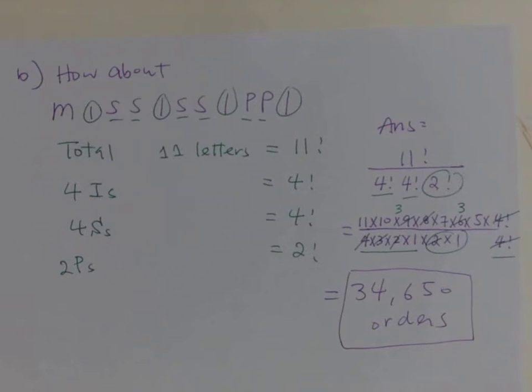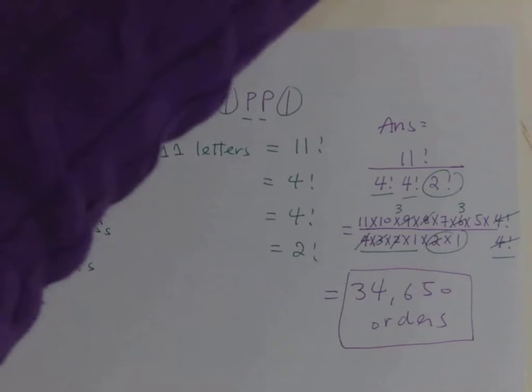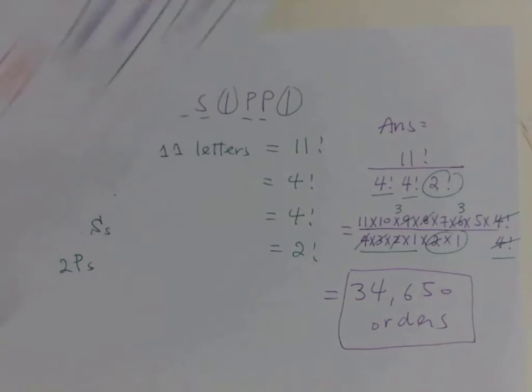So if you have something like this, you need the total number of letters on top, divided by the factorial of the repeating letters. Alright? You may have a test question like this. Be careful. Okay, so next question on your handout, we are moving on to combinations.